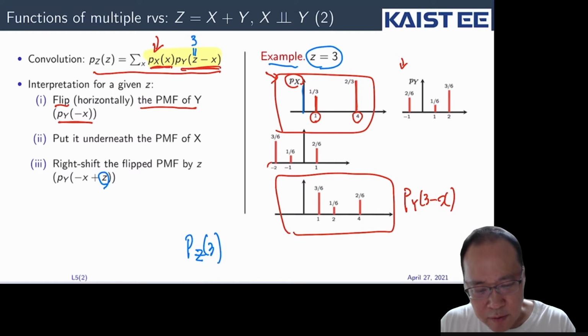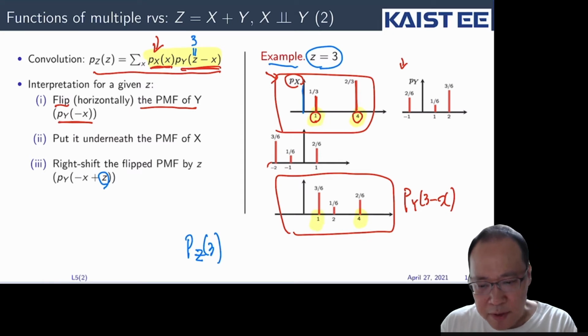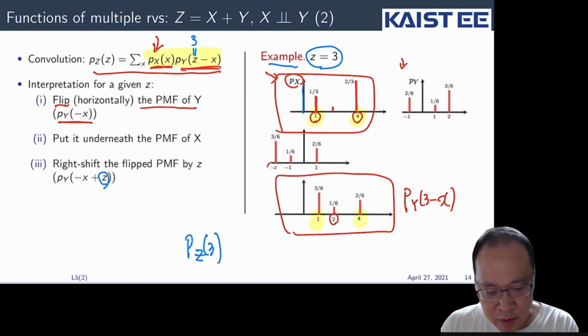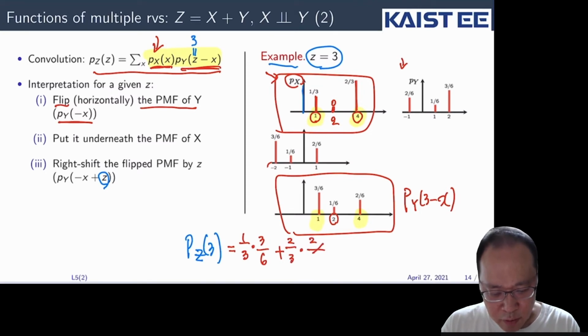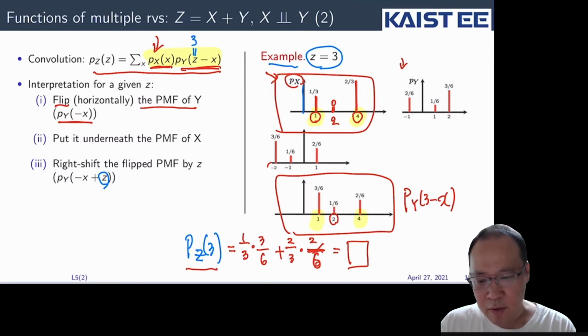Okay, so if we do the multiplication, 4 and 4 here, and 1 and 1 here, and obviously for 2, this is 0. Okay, so the result is 0. So PZ3 is equal to 1/3 multiplied by 3/6 plus 2/3 multiplied by 2/6. And that is PZ3. And we need to do this for all z.